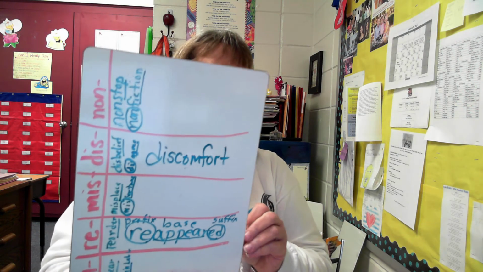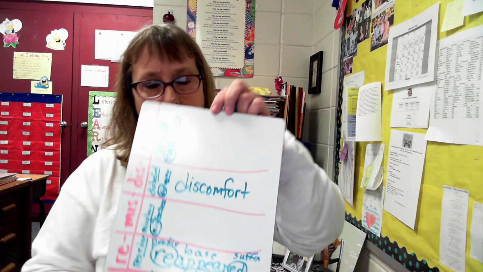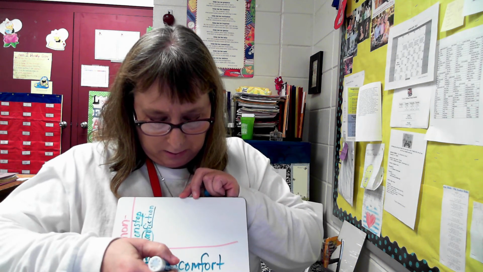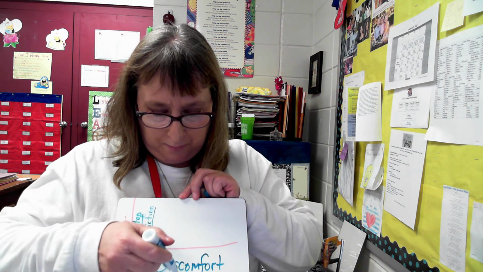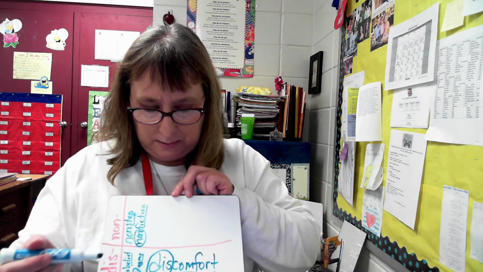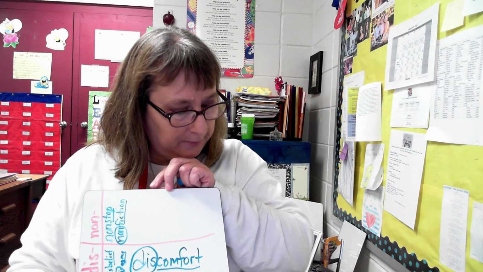All right, another word I want to model is discomfort. Discomfort. Now, what do you think the prefix is on that? Dis, right. I'll write it big too so you can see it. Discomfort. All right, so I know my base word is comfort, and my prefix is dis, which means I'm not comfortable doing something.